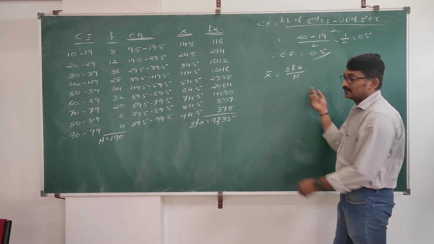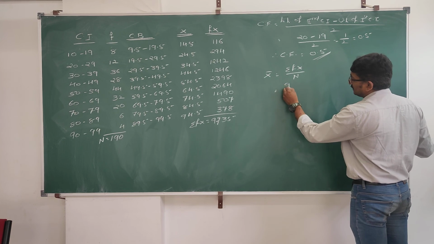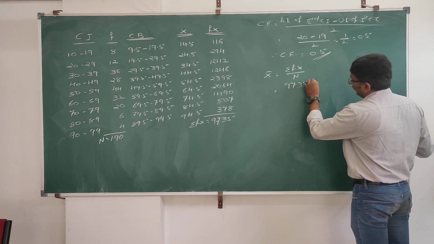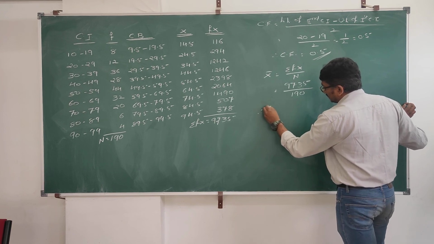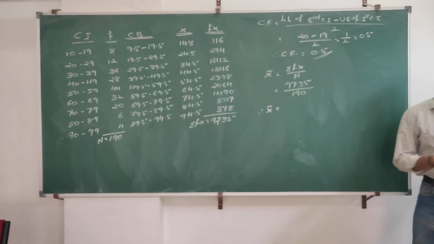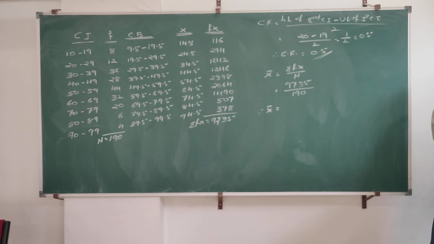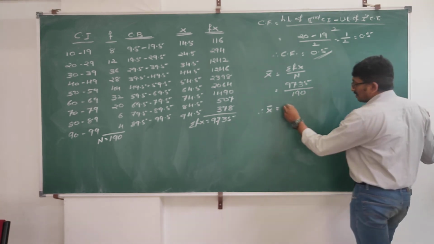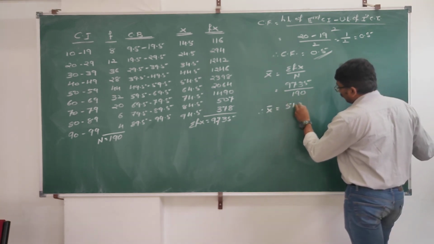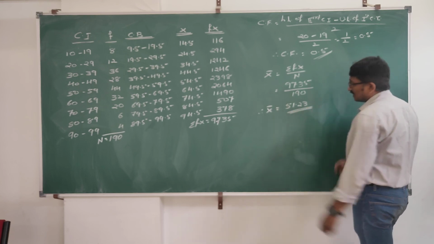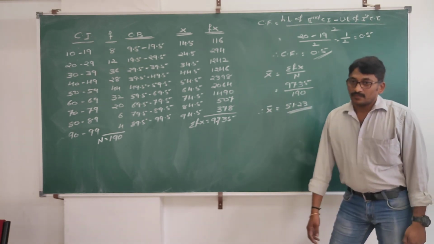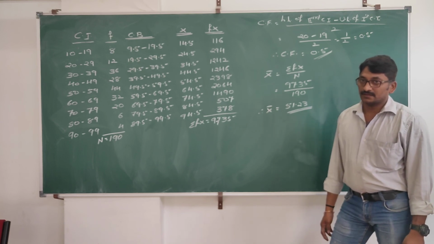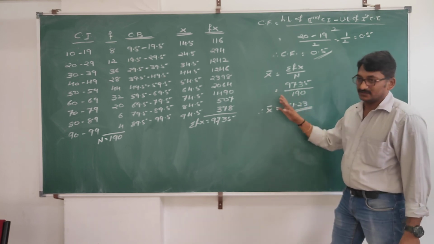Now apply the formula. You know fx value 9735 divided by n value, which is 190. Therefore x bar value is 51.23. You can verify the answer.